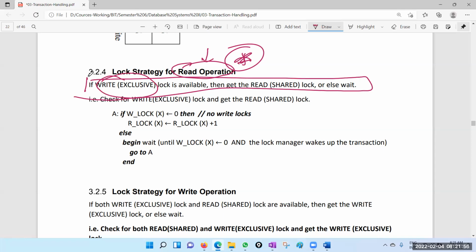That means no other transaction has acquired the write lock, so you can get the read lock, or shared lock. Maybe some other transaction has also taken it, but we don't care. We just check whether the write lock is available. If the write lock is available, you get the read lock, and the lock count will be incremented by 1. If the write lock is not available, you have to wait for your read operation.